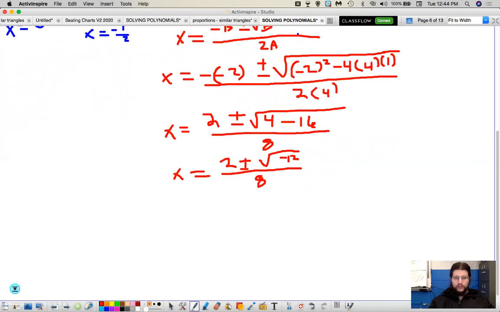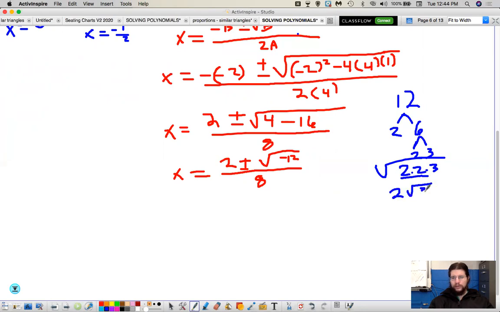Again, if you have an appropriate calculator, it'll do it for you, but if you're doing this method, you probably don't have the calculator. You're probably using your phone. So let's break it down. 12. Well, that's even, so I'm going to do 2 and 6. Well, that's even, so I'm going to do 2 and 3. So that's going to be square root of 2 times 2 times 3. I got a pair of 2's. 2 times 2 is 4. Square root of 4 is 2. Square root's left with 3 on the inside. It's negative, so that needs an i.